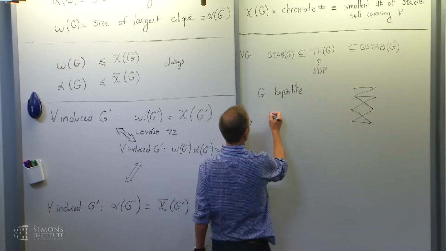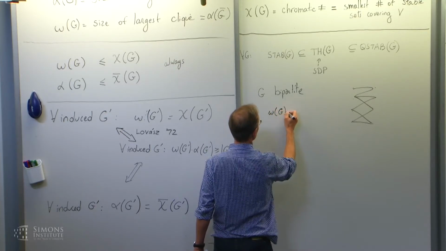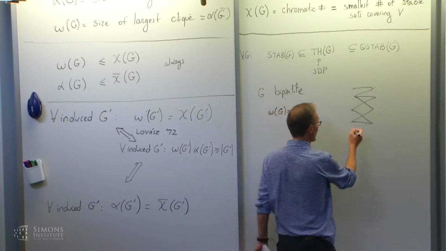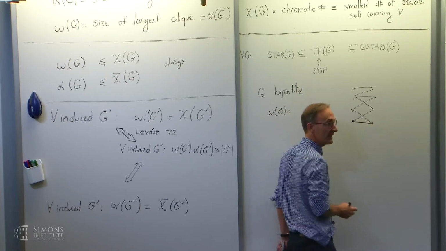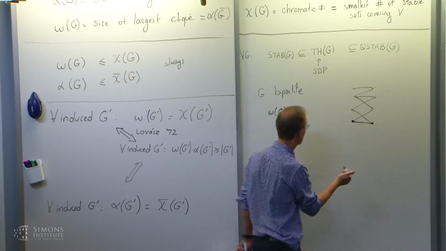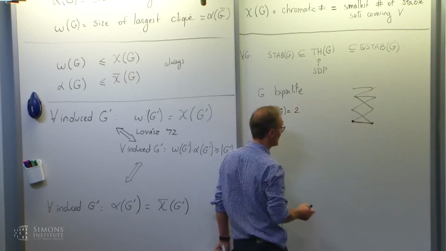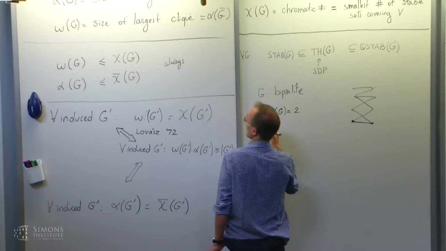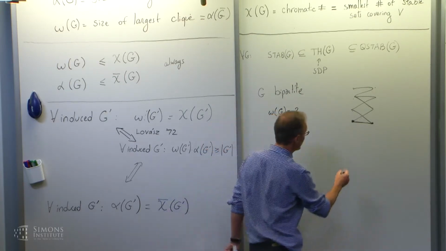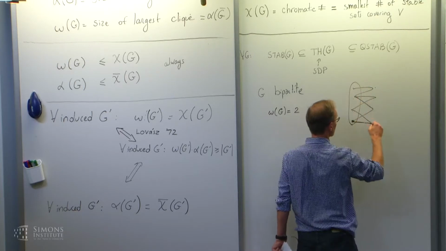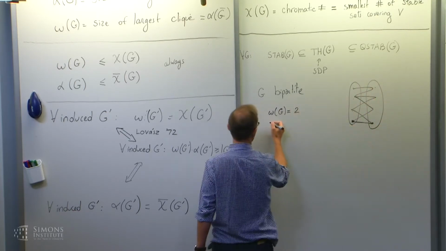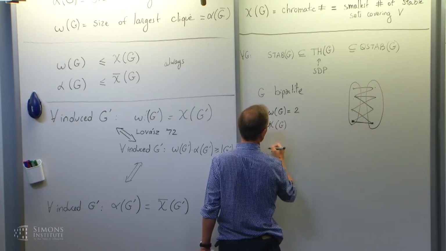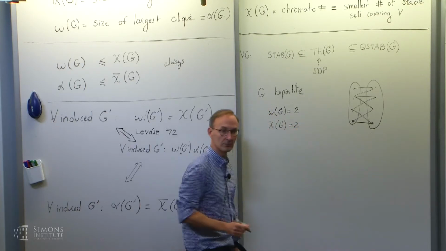So what is the largest clique in G? Well, it's pretty obvious. You can take at most 2 vertices in a clique because it's bipartite. So this is 2. What is the number of colors you need? You need only 2 colors, and so the chromatic number of G is also equal to 2.